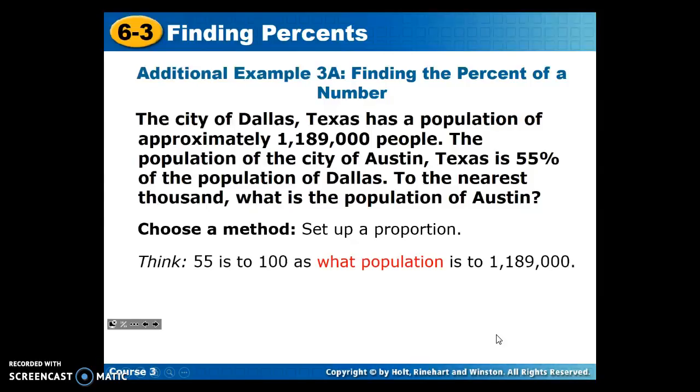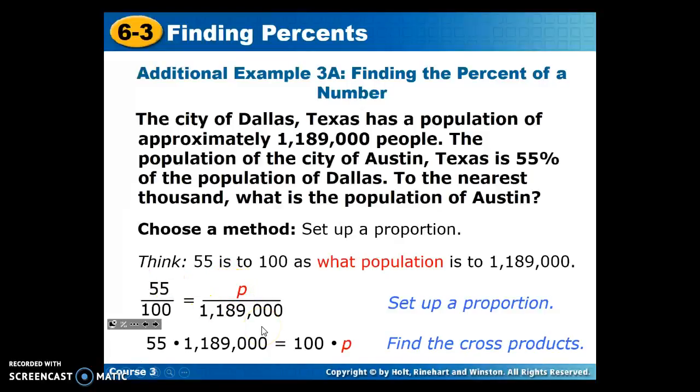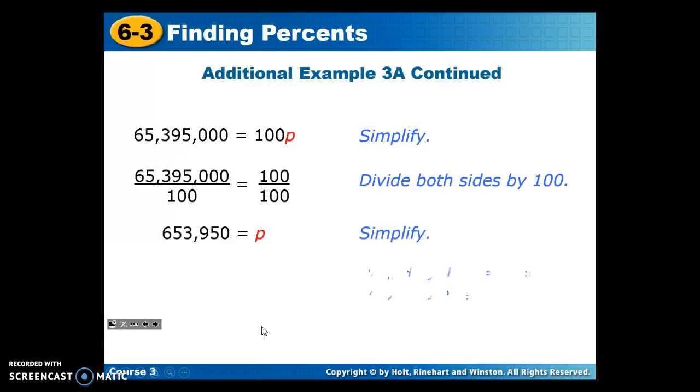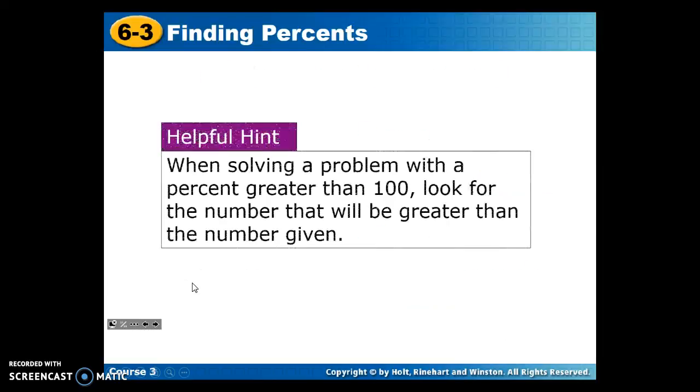So in this case, we're thinking like 55 is to 100 because now we know the percent, we have that part, but we just don't know the part. So we know we have the percent. This is always going to be 100. We have the whole. This is what we're thinking of. Dallas is the whole. Now find the part. Now just cross multiply and find P. When we do that, we get an answer, to the nearest 1,000, of 654,000 people. If you made an equation, that still would have worked out just fine.